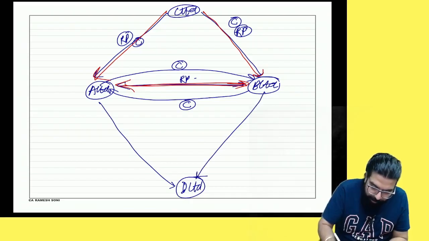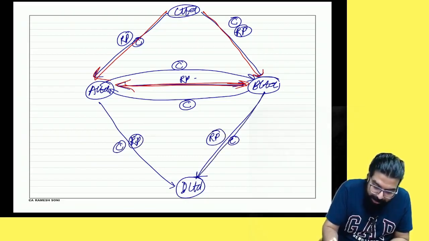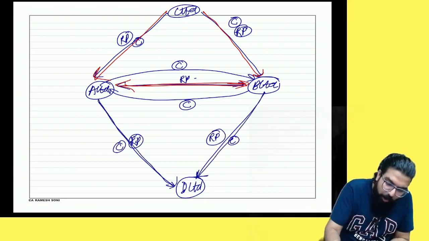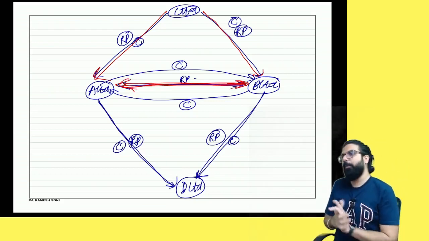Okay. A controls D. B controls D. Are they related persons? Because they are commonly controlling one person, who will become related? A and B will become related persons. Is my point clear to all?